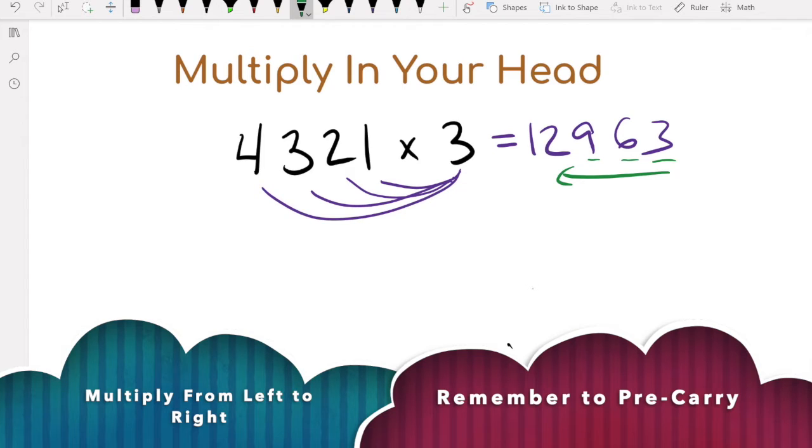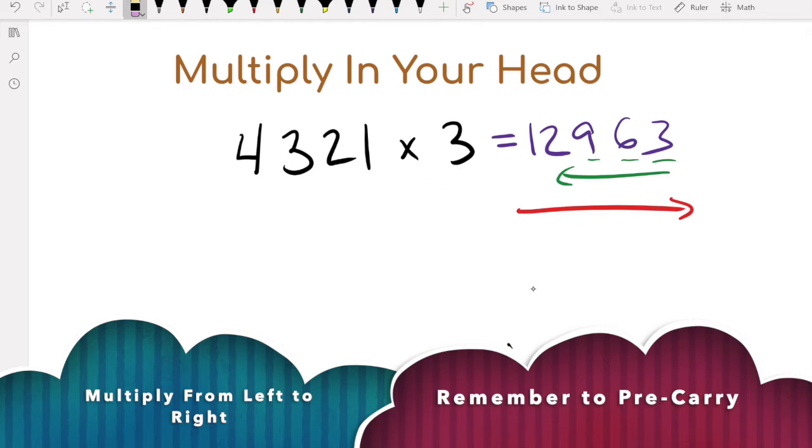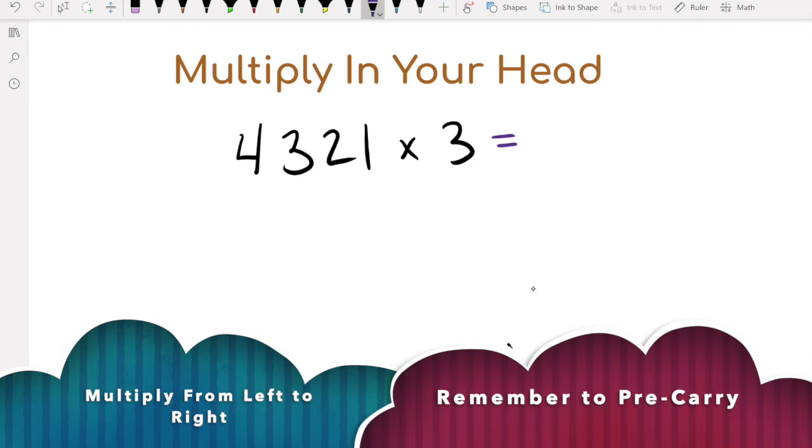But when you read the number out loud, when you say the answer, you read it this way. You don't say 3, 60, 900, 2,000, 10,000. You say 12,963, right? You read it from left to right. So it makes sense to calculate it that way so you can read the answer as you are calculating. So we're going to flip this around. So instead of starting with the ones digit, I'm going to start with the highest digit. This is the thousandth. And this is the best way to do this in your head.